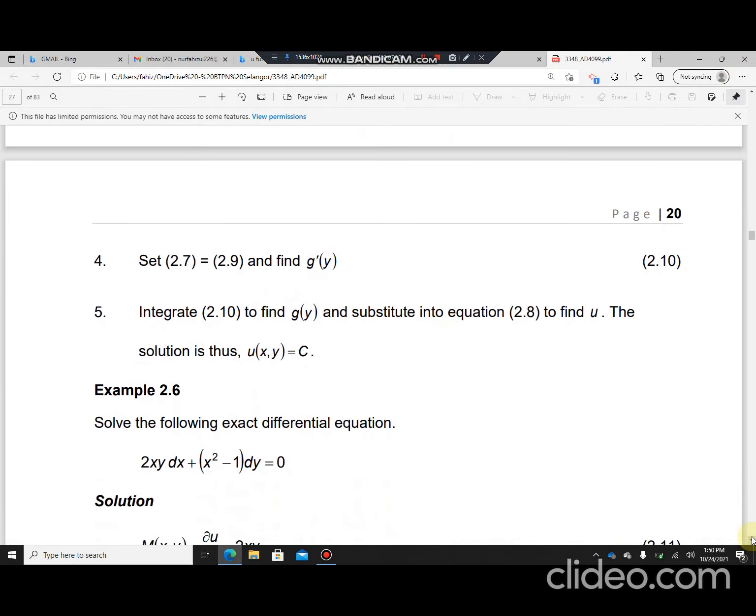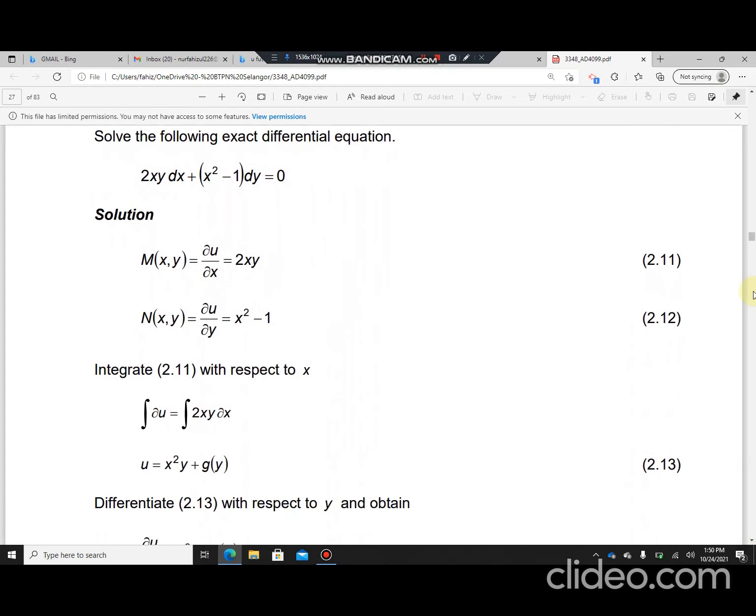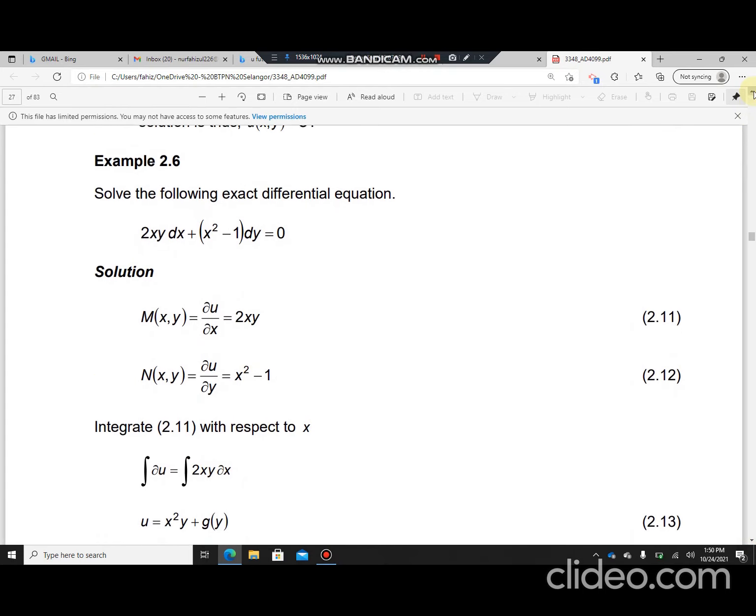Okay, so yang bawah ni pun sama. Okay, so let's discuss example 2.6. Solve the following exact differential equation. Dia ni dia dah kata, yang ni adalah exact differential equation, and then dia kata kat sini solve. Maknanya awak tak perlu proof lah. Maknanya dia memang exact. Kalau dia tak cerita, awak kena proof dulu. Okay, so first identify M, 2xy, and then N, x square minus 1. Sama juga macam soalan tadi, cuma soalan tadi dia just nak proofkan.